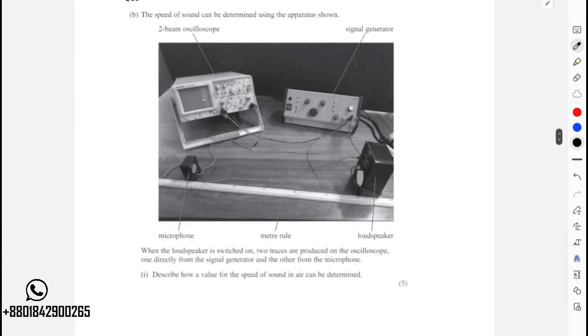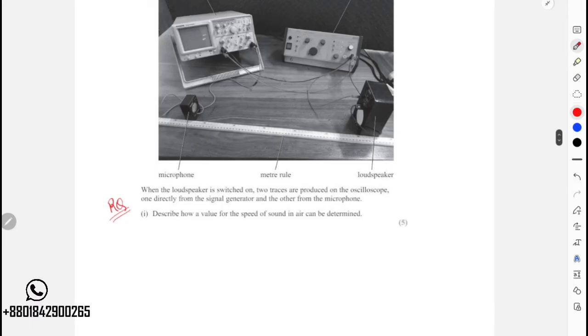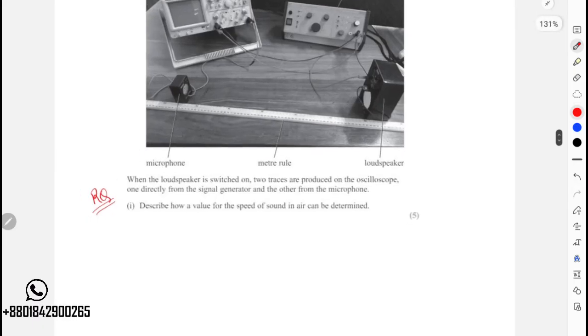Okay, after this it says, describe how a value for the speed of sound in air can be determined. This is again a repetitive question, a very common question, and I would suggest memorizing this type of question, right? When the loudspeaker is switched on, two traces are produced on the oscilloscope, one directly from the signal generator and the other from the microphone.